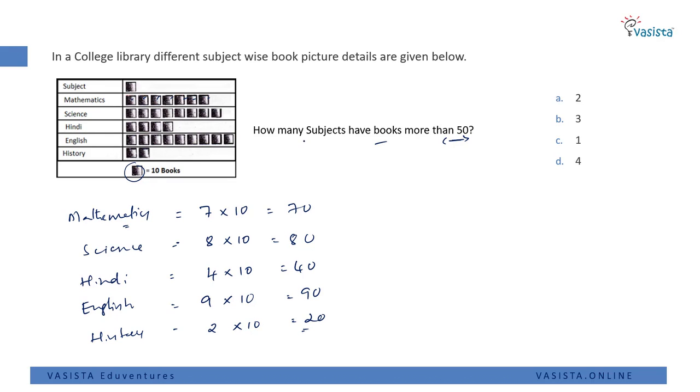The question is, how many subjects have books more than 50? So, how many are more than 50? This is 1, 2 and as well as 3. 3 subjects have more than 50 books. Option B is the right answer.